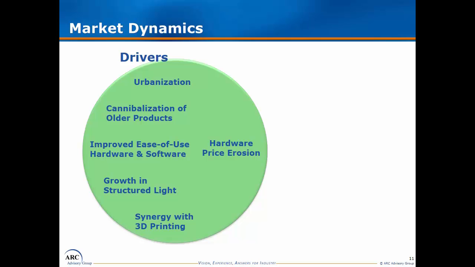Driven by improved economics and capabilities, older methods for metrology and surveying, such as theodolites, are being replaced with technology using 3D scanning. And this cannibalization of older products with new technologies contributes to the rapid growth of the 3D scanning market. So hardware price erosion is both a driver and an inhibitor for the market.